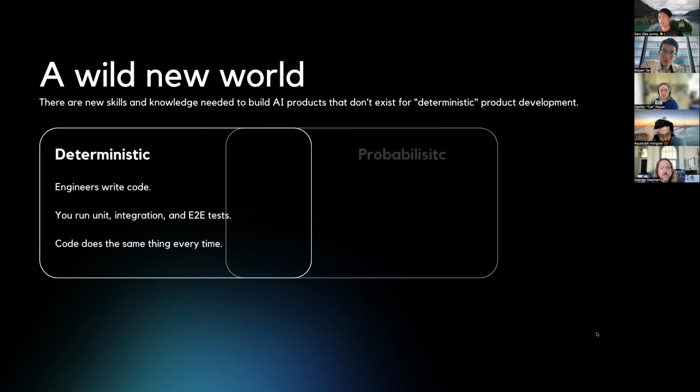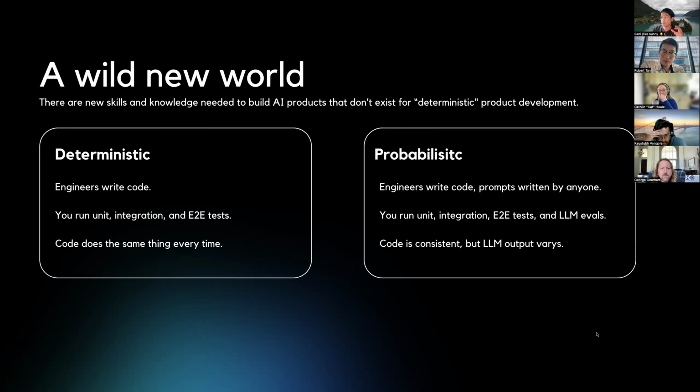But now in the world of AI, it's probabilistic. The engineers write code, prompts can be written by everyone, because not only the engineers can write the prompts, you run your tests, and you also do the evaluations, which we're going to talk about more.